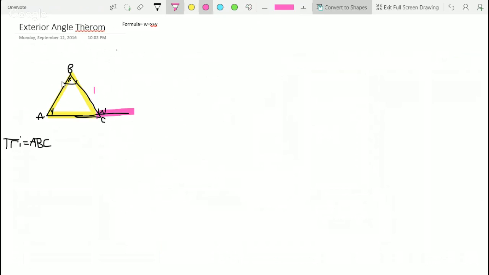Let me tell you the definition of an exterior angle of a triangle. An exterior angle of a triangle is an angle formed by extending one of the sides of the triangle. So this pink highlighted shape right here is the extended side of the triangle, which is the exterior angle. And these yellow highlighted angles are the two remote interior angles. These two angles are inside the triangle and are opposite of the exterior angle.